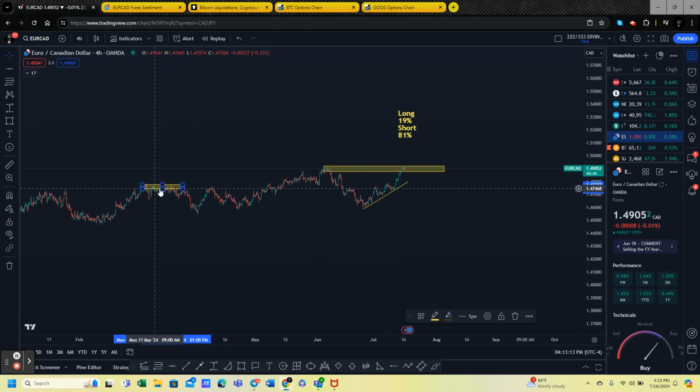So then you go back, you start being able to say, okay, back over here, there were 80% long and 20% short. Now, guess what?